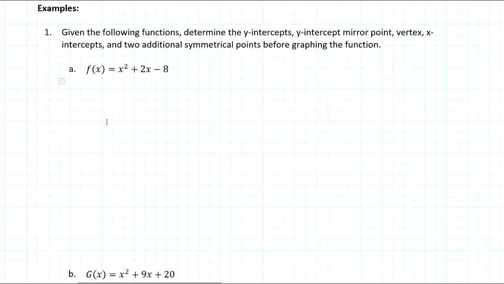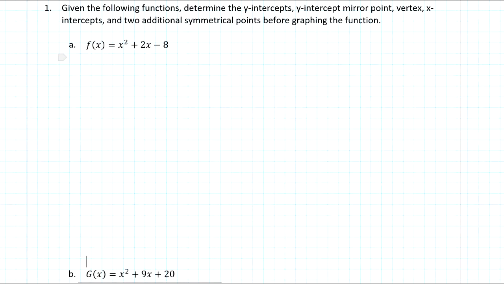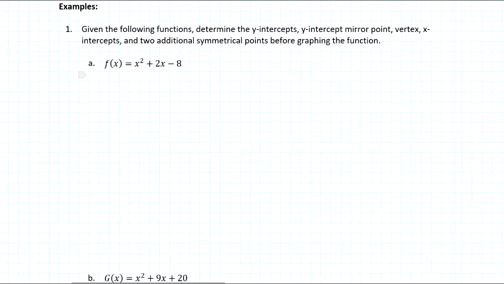We're going to start by finding the y-intercept. So the function we're going to look at is f of x equals x squared plus 2x minus 8. To find the y-intercept, we are going to plug x equals 0 in, so f of 0 equals negative 8. So the y-intercept is the point 0, negative 8.